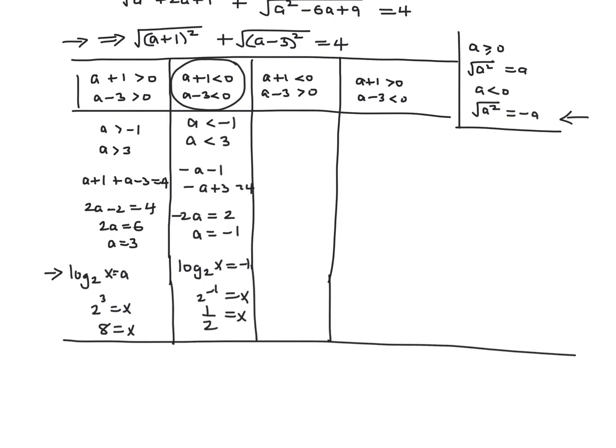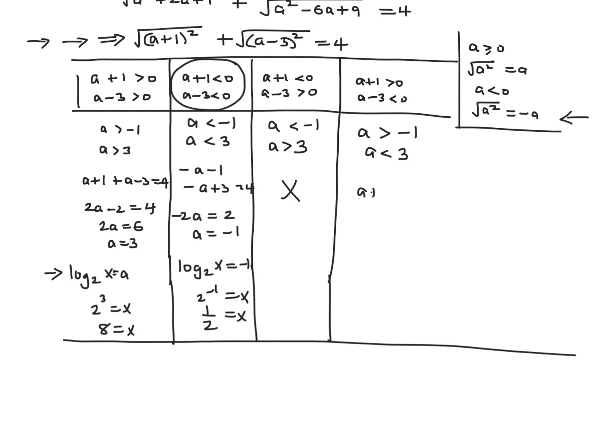Okay, moving right along. So this is a is less than -1, a is greater than 3. This one I think has no solutions because a cannot be less than -1 and greater than 3. There's no common number. So this one I believe is a dud, meaning there's no solutions. Now let's see this one. A is greater than -1 and a is less than 3. Yeah, that is possible.